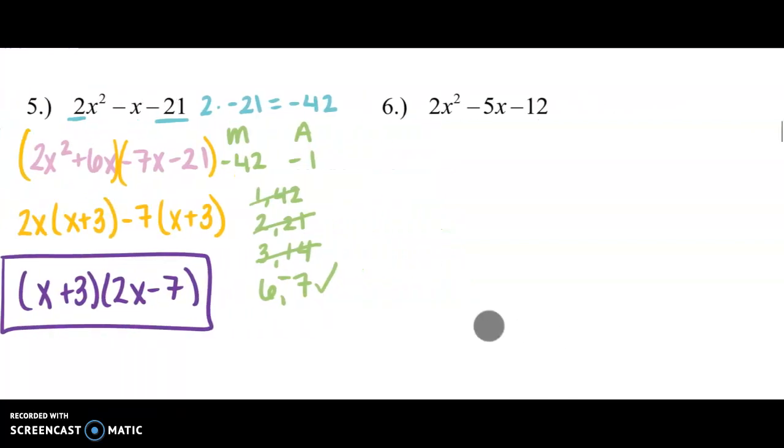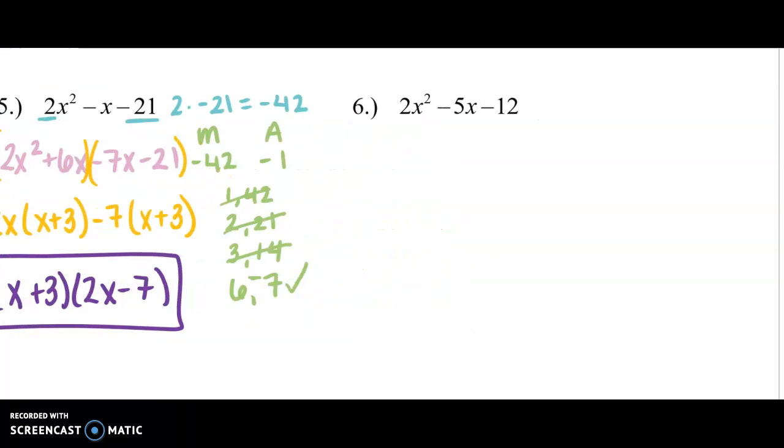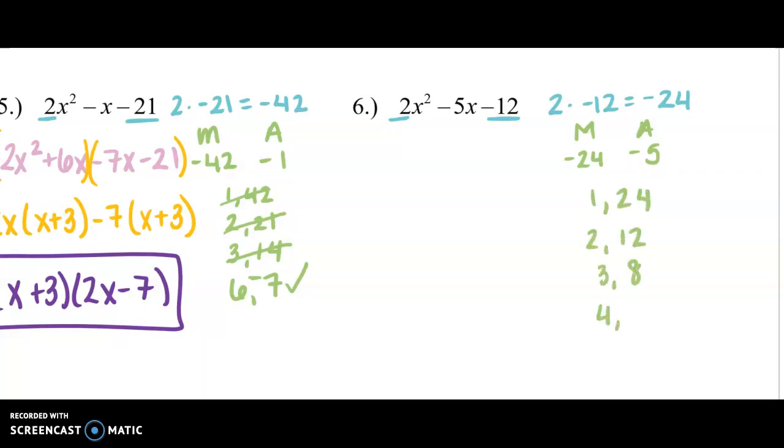Okay, last problem. First thing, multiply a and c. 2 times -12 is -24. So what multiplies to -24, that adds to -5. Again, just start listing your positive factors of 24 and we can figure it out from there. 1 and 24, 2 and 12, 3 and 8, 4 and 6. 1 and 24 you know won't work. There's no way to combine 2 and 12 to get to -5.